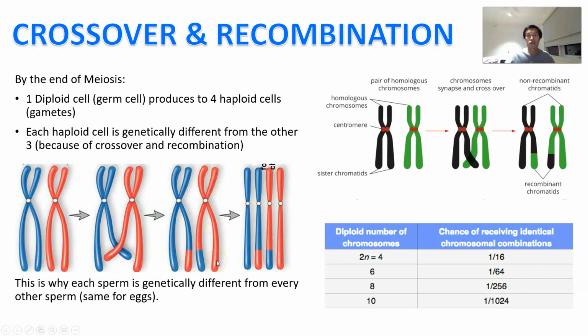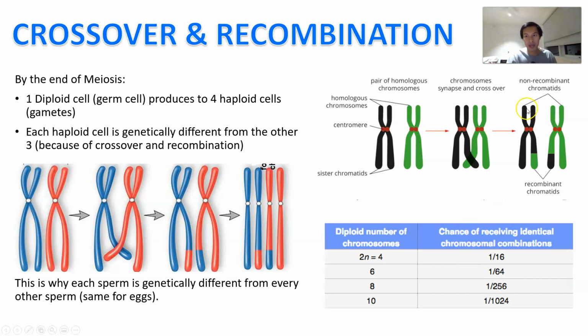So you can see that by the end of round 2, this is going to go into a sperm, this is going to go into a sperm, this is going to go into a sperm, and this is going to go into a sperm. And that gives you 4 different variations of the same chromosome and the same set of genes. Now, that happens in 2 of your chromosomes. You can imagine that by the time you get to 46 chromosomes or 23 pairs, that's going to be super, super different from one another. So this is why each sperm is going to be genetically different from each other sperm, which is why you have siblings that have the same mother and father but still look different from one another.